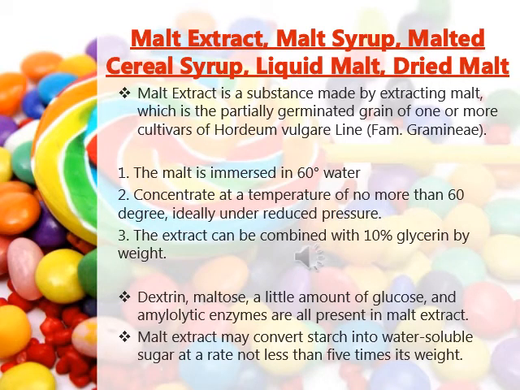Dextrin, maltose, and a little glucose and amylolytic enzymes are all present in malt extract. Malt extract may convert starch into water-soluble sugar at a rate not less than 5 times its weight.